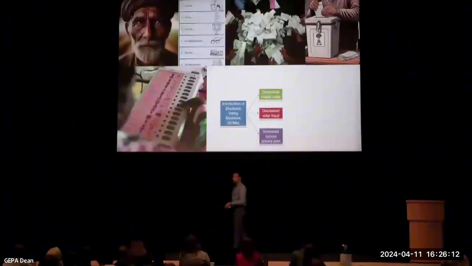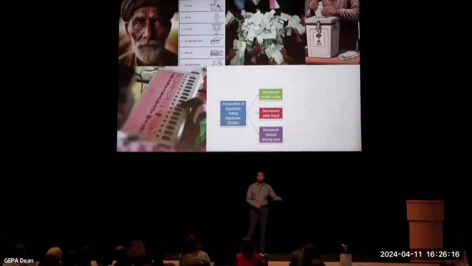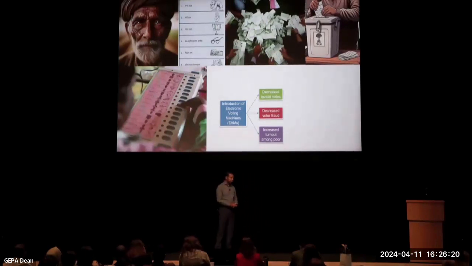Second, I also found it decreased voter fraud or corruption. One example why is because EVMs make counting easy and automatic, so there are no chances of corruption. And finally, I also found it made the turnout of poor and marginalized people significantly higher compared to previously. This is because, again, voting became a much easier process.